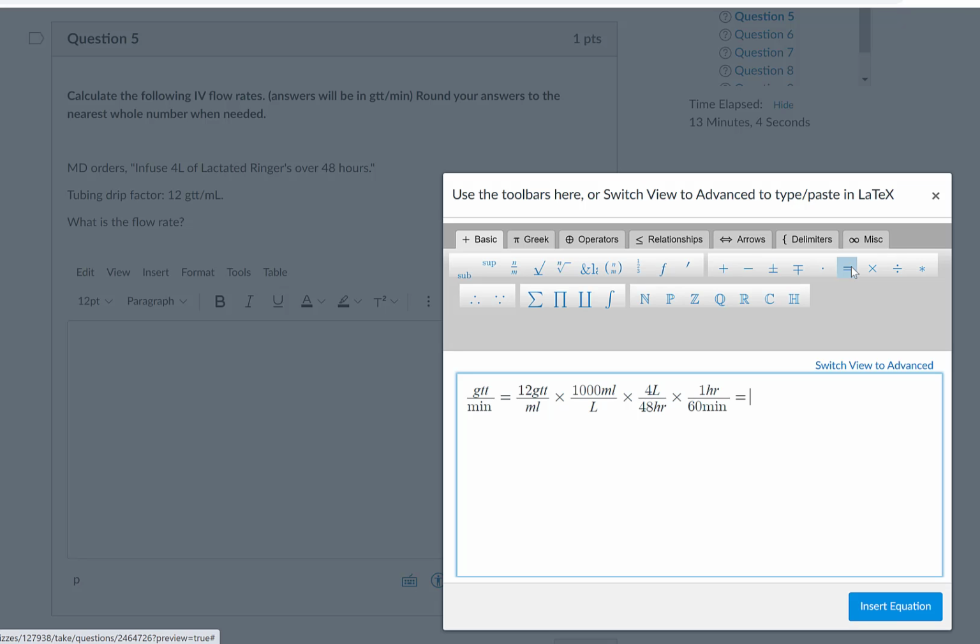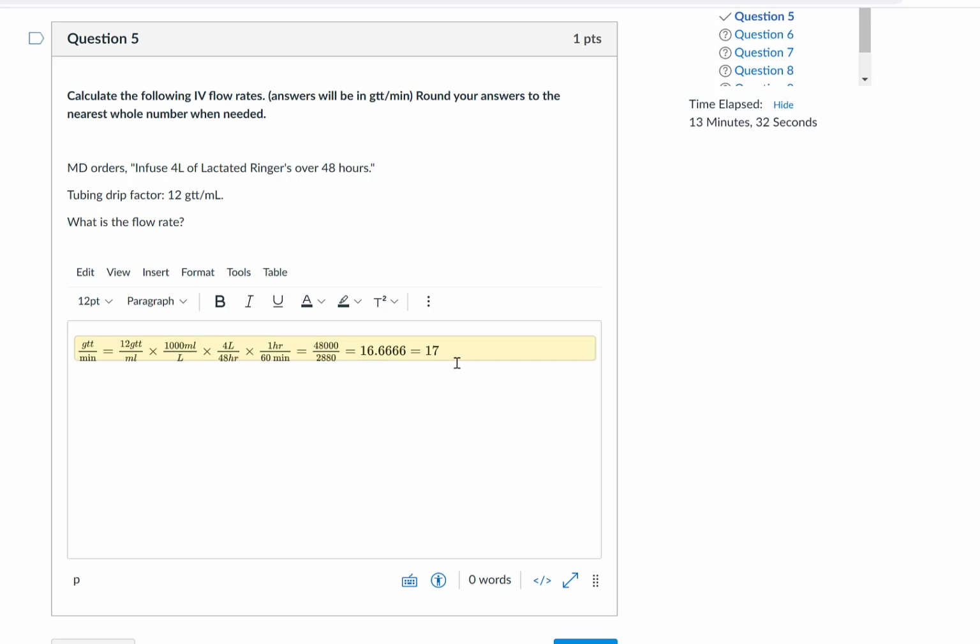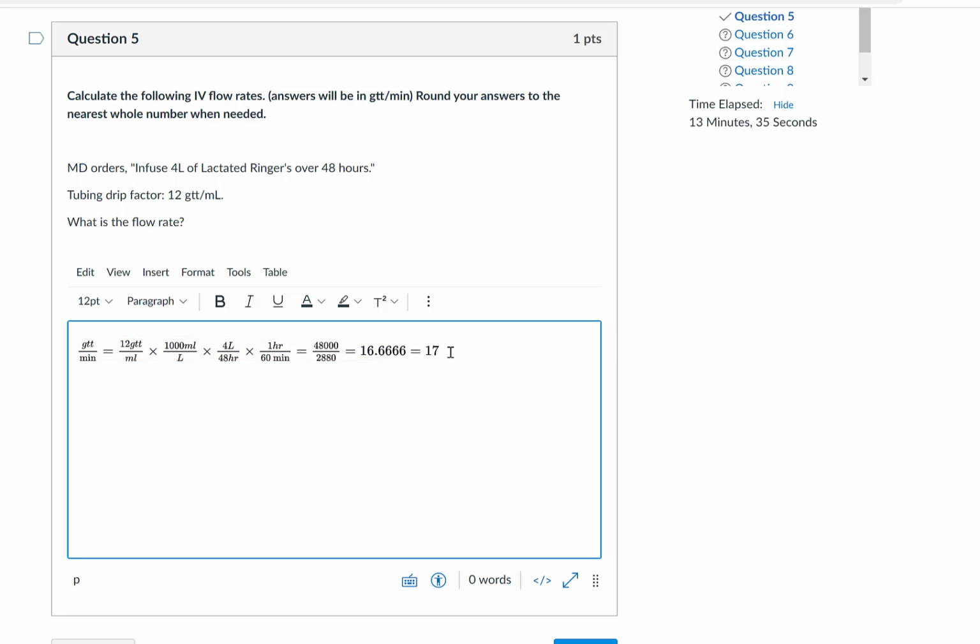So when I do my math across the top, I get 48,000. And on the bottom, I get 2,880. So when I do my math, I get 16.6666, and it goes on forever. I know that it is drops per minute, so it has to be to the nearest drop. So I'm going to get a number of 17 when I do my rounding to the nearest. Once I insert that equation, I'm going to enter so I can get a space, and I am going to do 17 drops per minute.